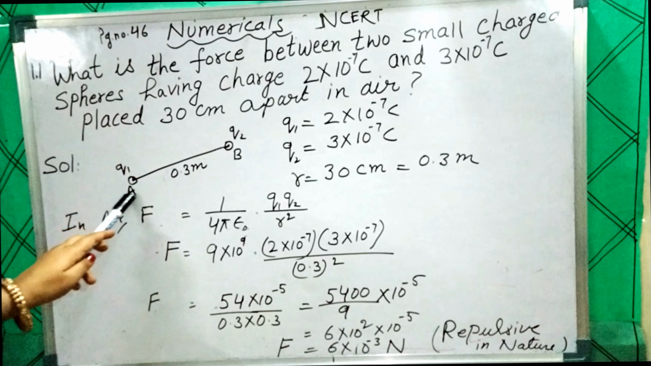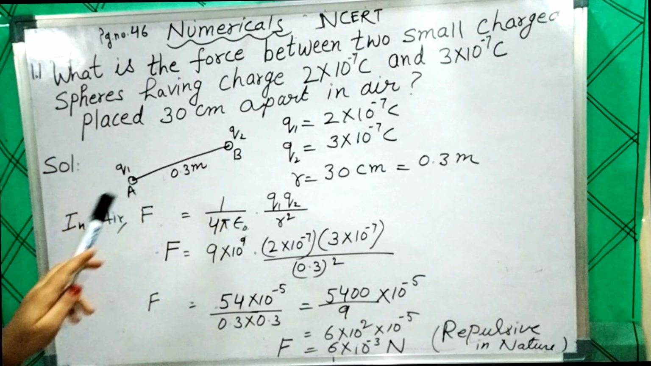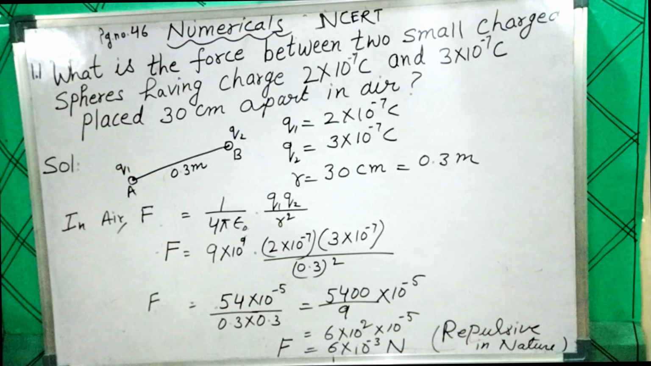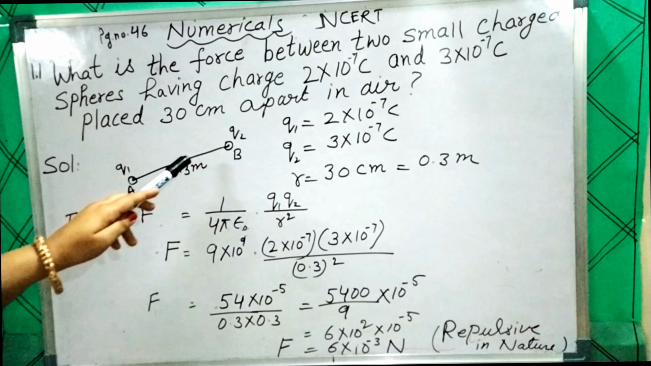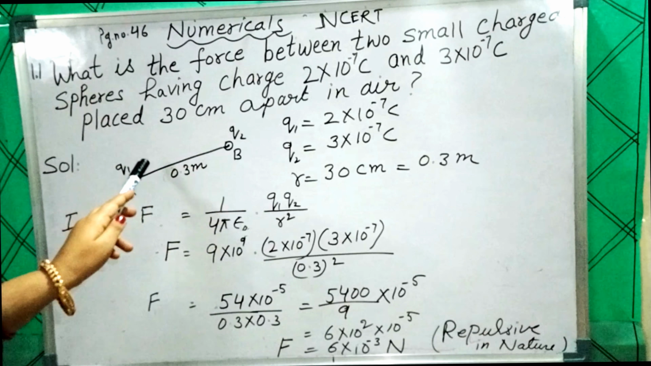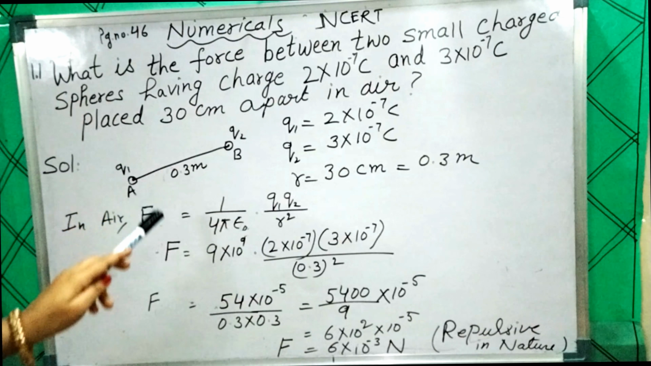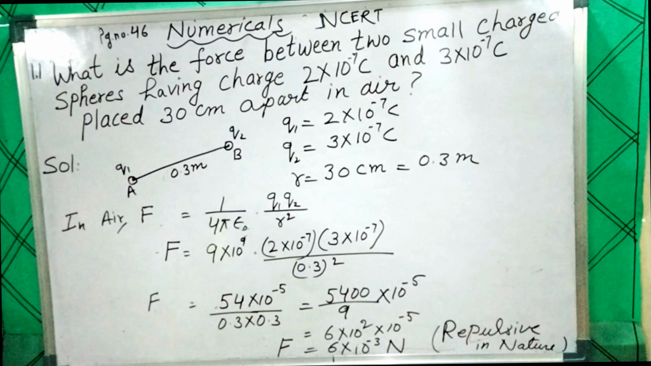So the force between the two small charged spheres is 6 into 10 to the power minus 3 Newton, and the force is repulsive in nature because the charges are like in nature. So this is the force between the two small charged spheres.